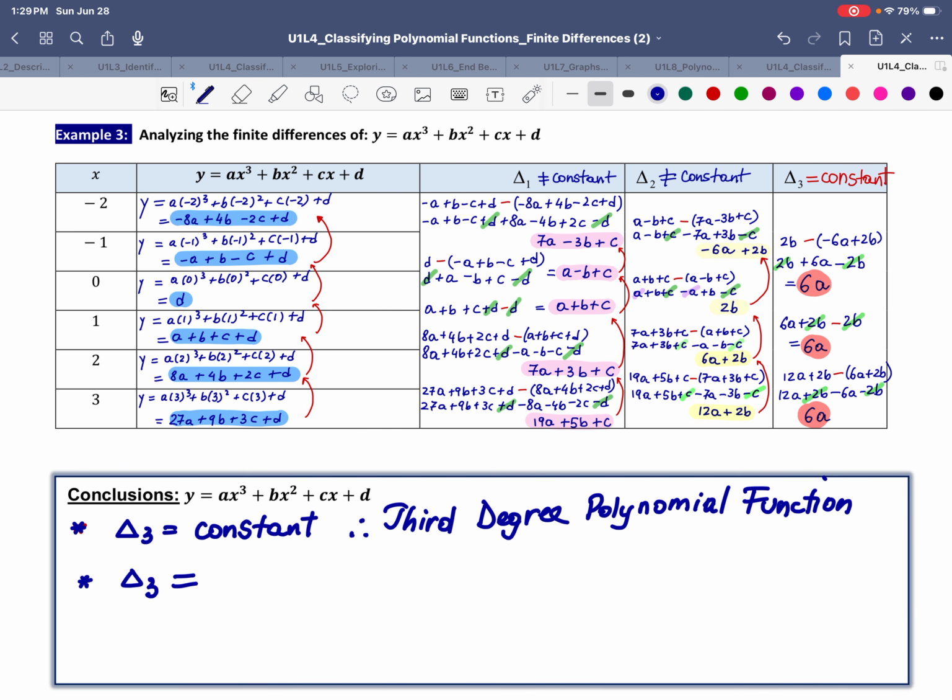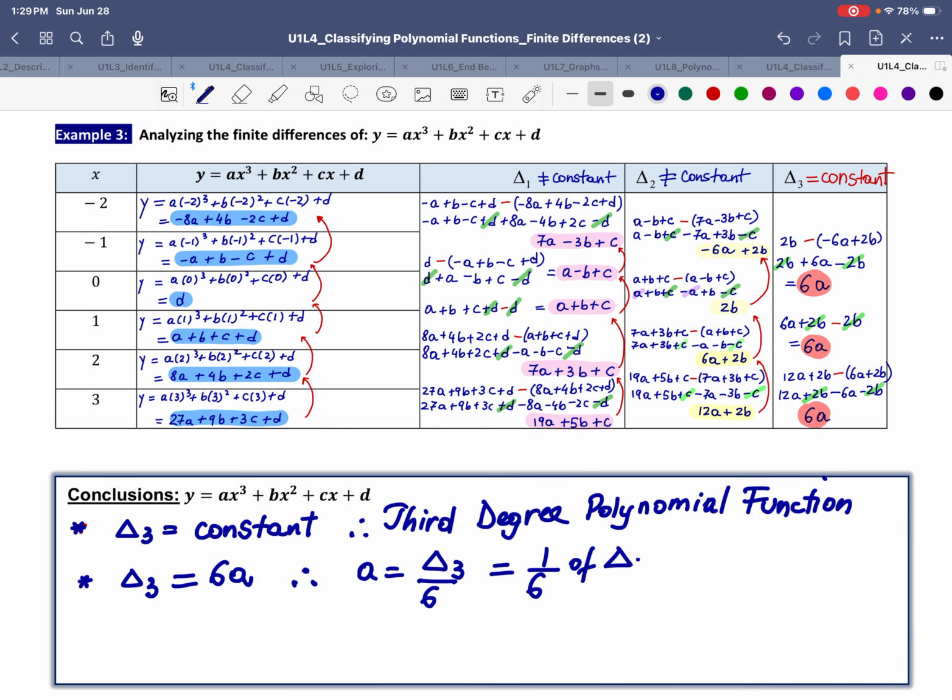So we're going to say if delta 3 is 6a, then we're going to use this to determine the value of a. So we're going to say a would be delta 3 divided by 6. Or in other words, we say that it would be 1/6 of delta 3, right?